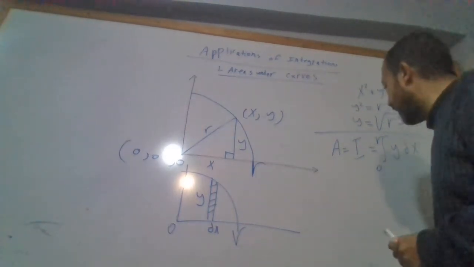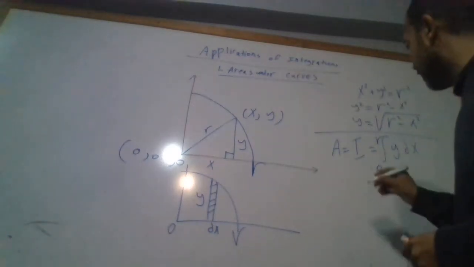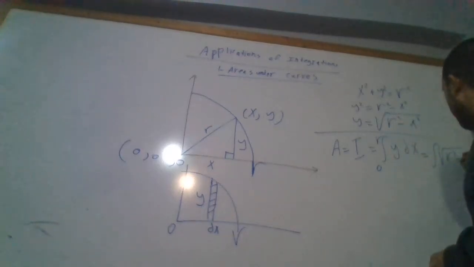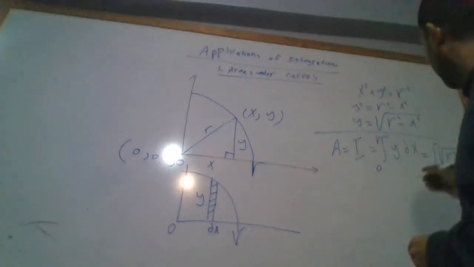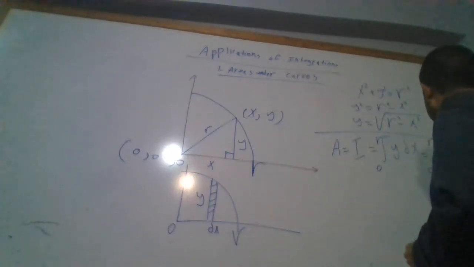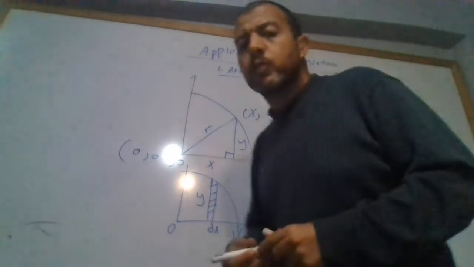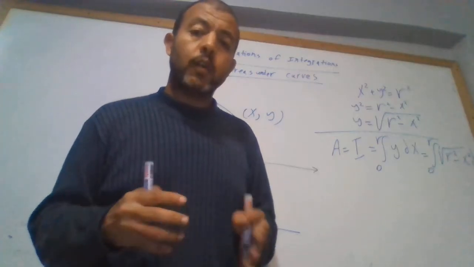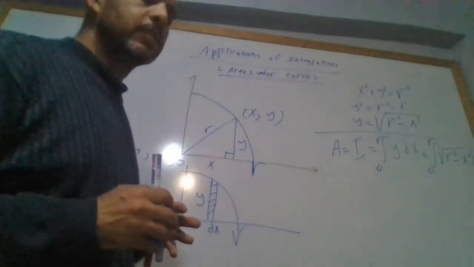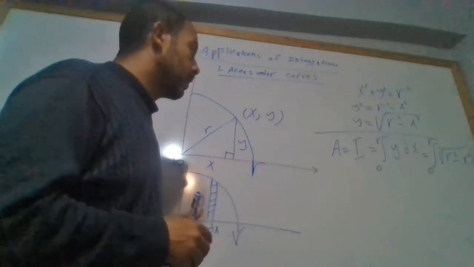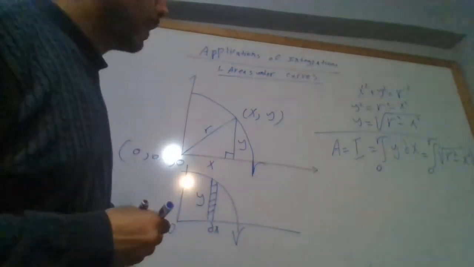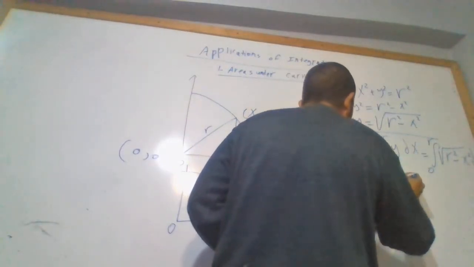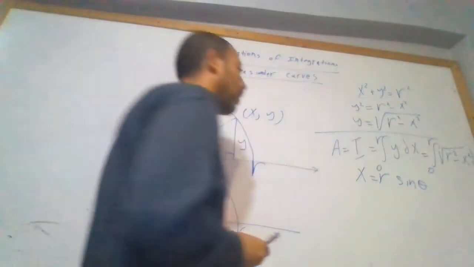Now we must write y as a function of x: the square root of r squared minus x squared, from 0 to r, dx. To this extent, we must turn to trigonometry to solve such an integration. You must put this substitution: x equals r sine theta.